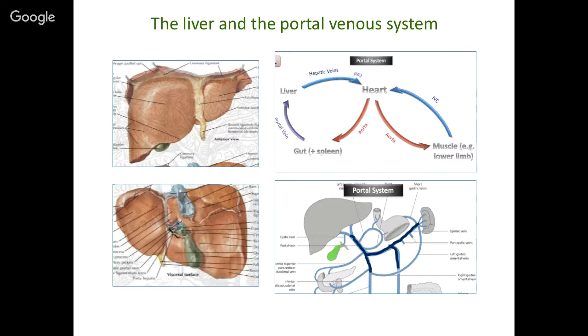So it passes through the hepatic sinusoids, it goes through the hepatic veins, and then it goes back to the IVC. So just think of this as like a bypass system. So instead of going from heart to muscle, muscle to heart, it goes heart, gut, liver, and then heart, okay?